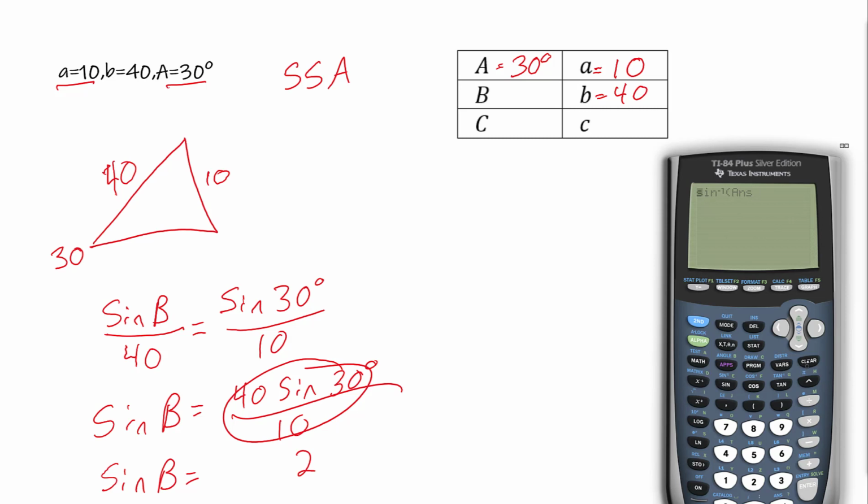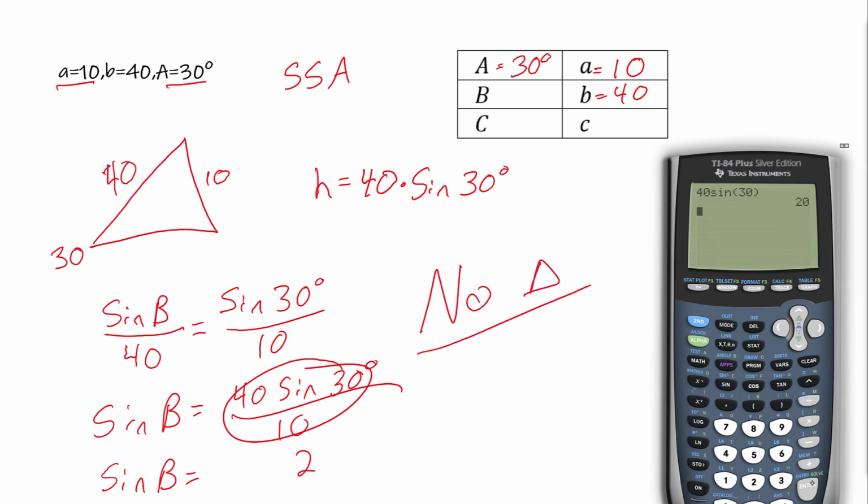Now we could double check this by calculating our altitude, and again that altitude is the side that doesn't go with the angle times sine of the angle we do have. And if we punch that in, 40 sine 30, we get 20. That's our altitude. Well, if our altitude is 20, 10 is never going to reach the base. So there is no triangle. This cannot be solved. So we just say there is no triangle.